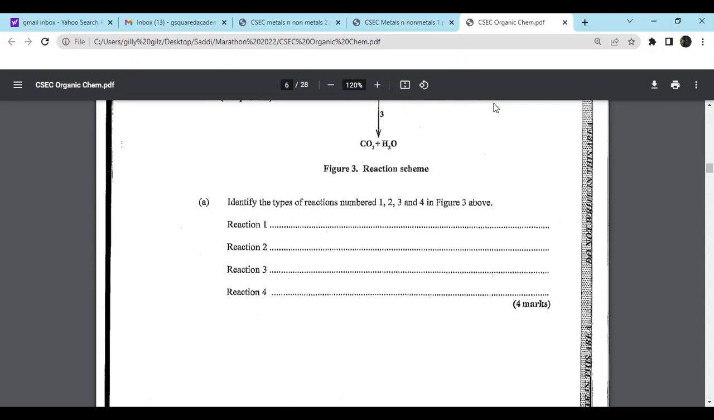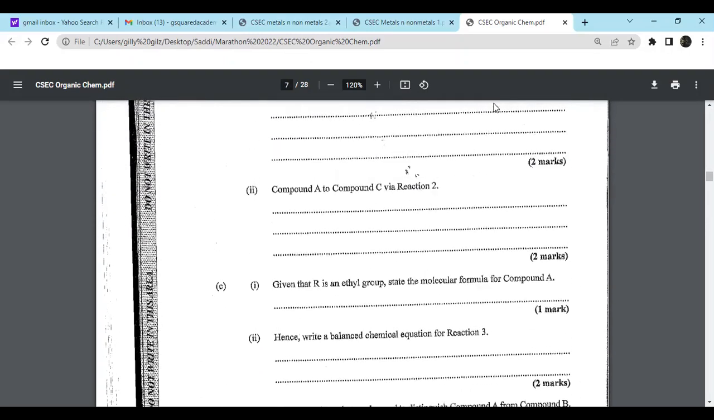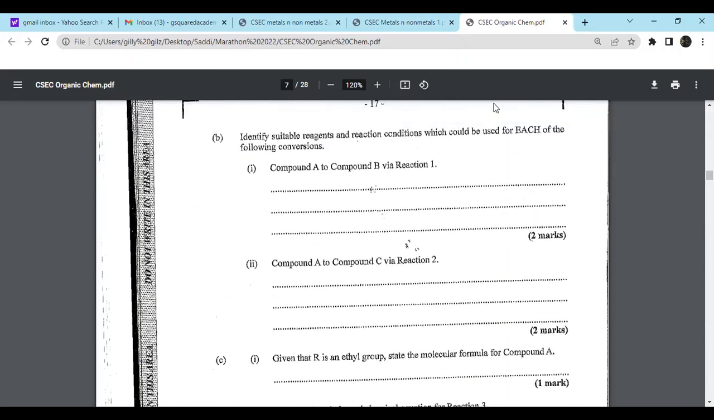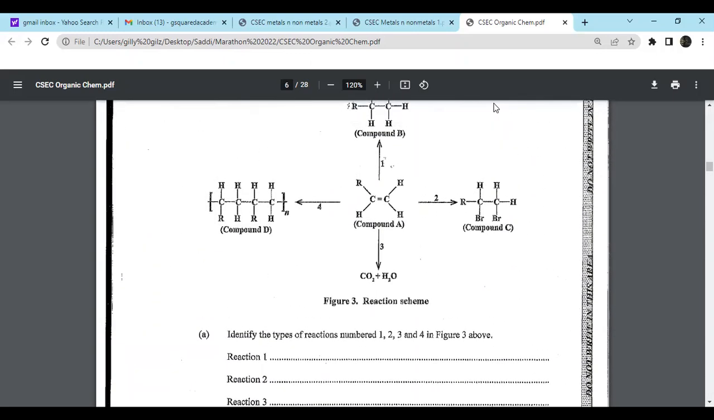So we proceed. So next, it says now, given that R is an ethyl group, state the molecular formula of compound A. They say R is an ethyl group. So state the molecular formula of compound A. So in other words, this compound, I'm going to take it out, right? And they're saying that the R right there is ethyl.